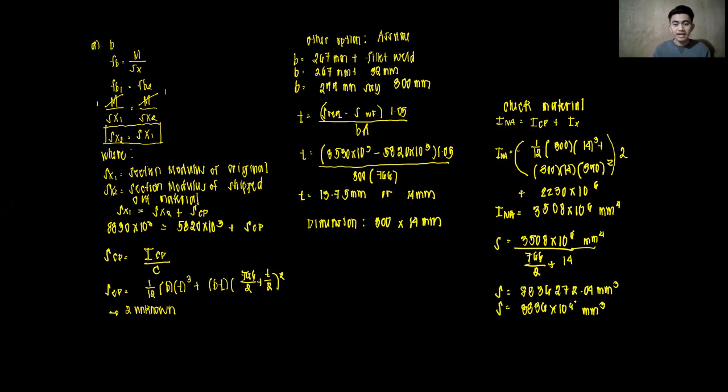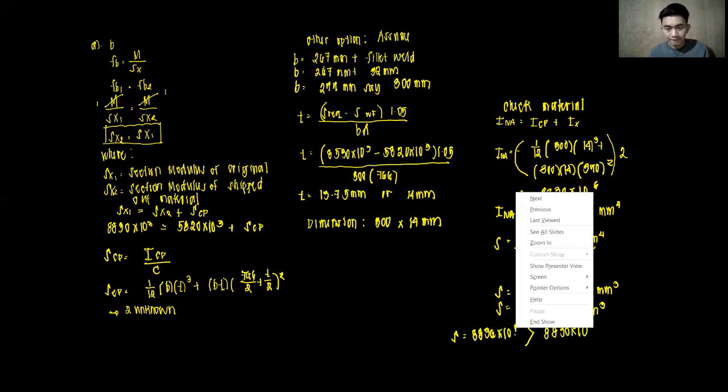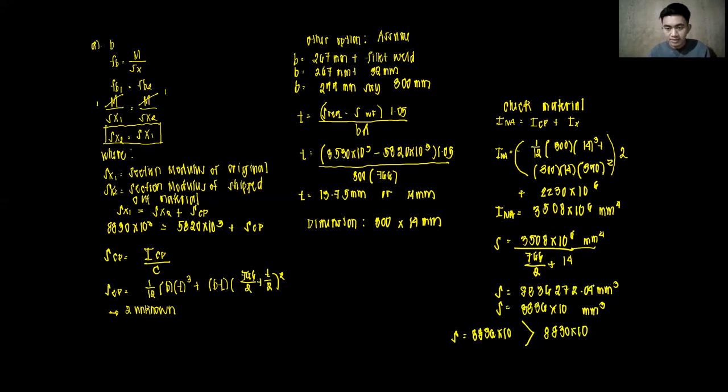So from here, anong mangyayari? We need to compare. So ano yung comparison now? I will have there the S, which is 8836 times 10 raised to 6 is greater than yung original, which is 8830 times 10 raised to, that is 8836 times 10 raised to 3. This is just times 10 raised to 3. Ayan, then ito rin. Times 10 raised to 3 times 10 raised to 3 millimeter cube.